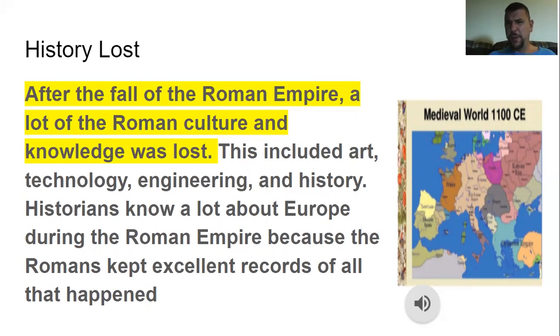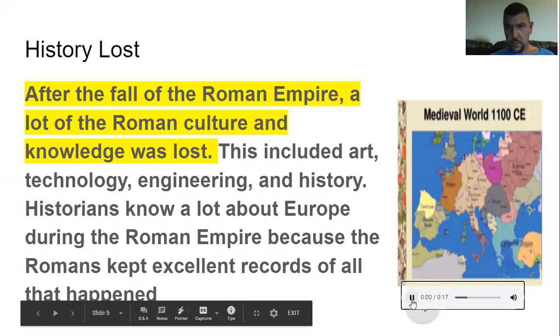And not many people kept records anymore when you began the Middle Ages, and it was because it wasn't one big empire anymore. They were all separated, kind of like with Mesopotamia and the city-states. Okay, everything was separated. You had kings ruling all over the place. It wasn't all under one big empire.